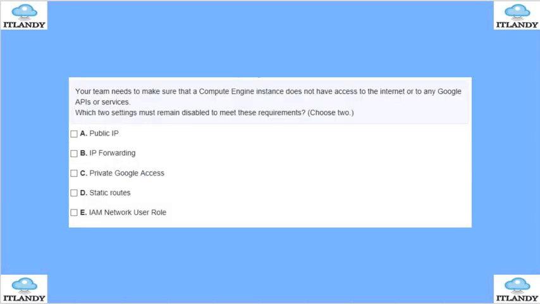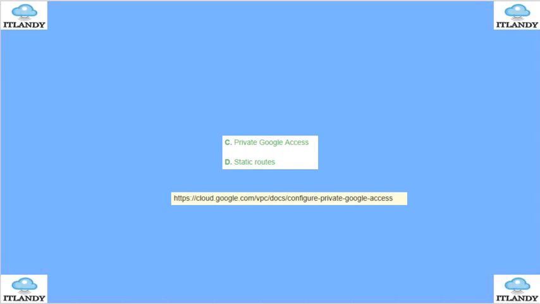Next, your team needs to make sure a Compute Engine instance does not have access to the internet or to any Google API service. Which two settings would you select to prevent this? A public IP address, IP forwarding, private Google access, static route, or IAM. So we can go for private Google access and static route.